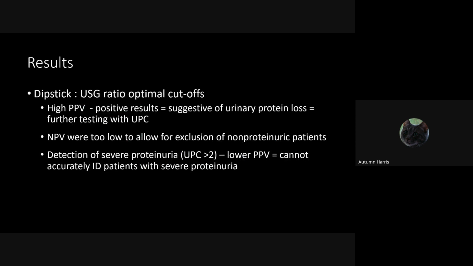So really what the study showed was that the dipstick to urine specific gravity ratio optimum cutoffs had a pretty high positive predictive value, which means that a positive result is suggestive of urine protein loss, and that further testing is warranted with UPC for quantitative measurement. The negative predictive values were a little too low to allow for exclusion of non-proteinuric patients. And the detection of the severe proteinuric group with UPCs greater than 2 had lower positive predictive values, and it couldn't really accurately identify patients with severe proteinuria.